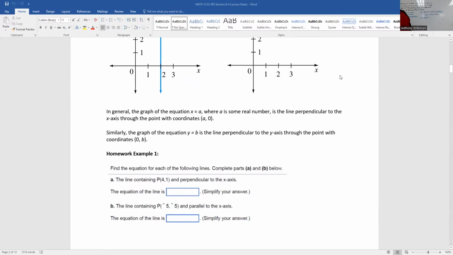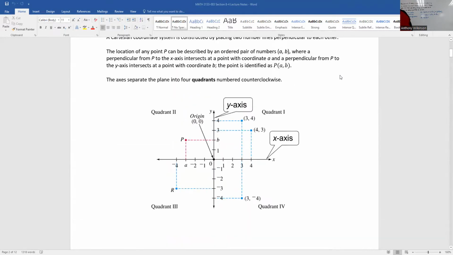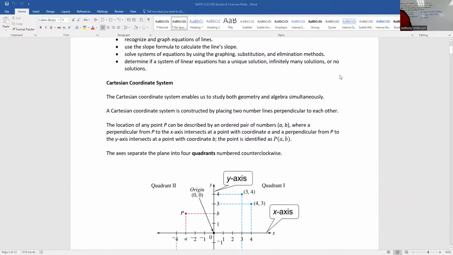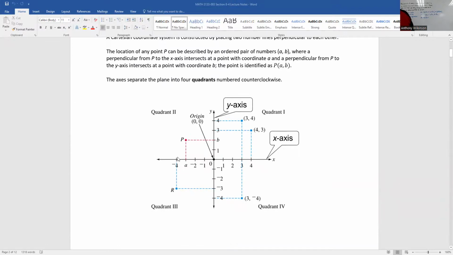And in this case, it does consist of two lines. One is horizontal, which is the x-axis, and the other one is vertical, that's the y-axis. And they intersect at a point called the origin. And the two lines separate the plane into four quadrants. So here you can see how they're labeled, quadrant 1, 2, 3, and 4.